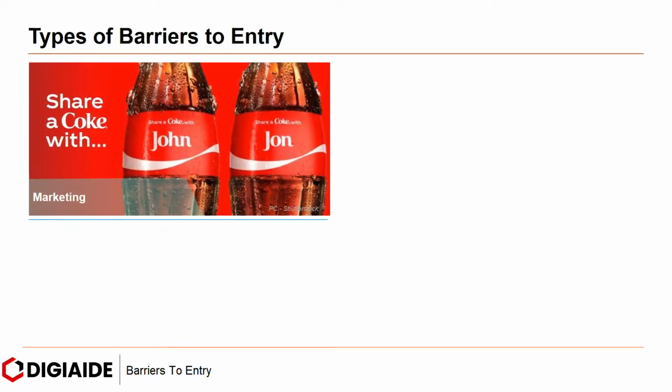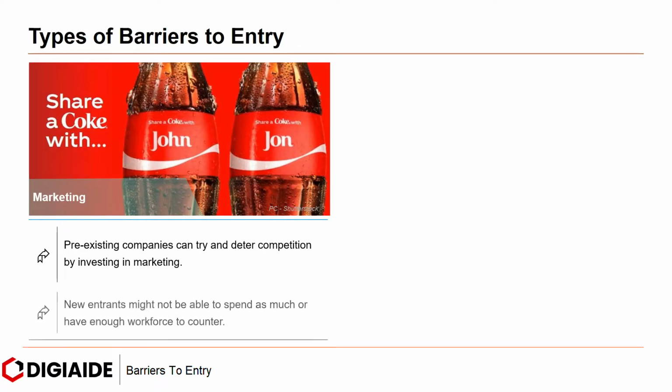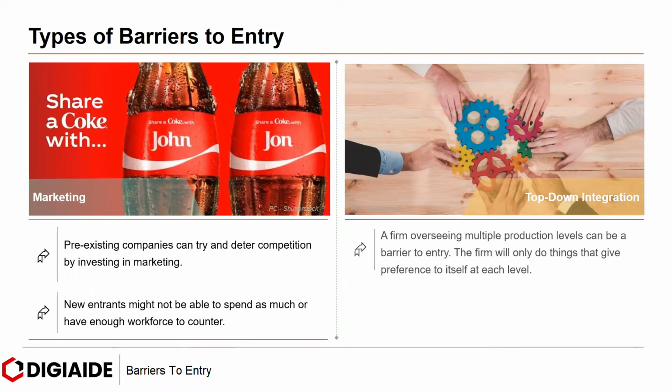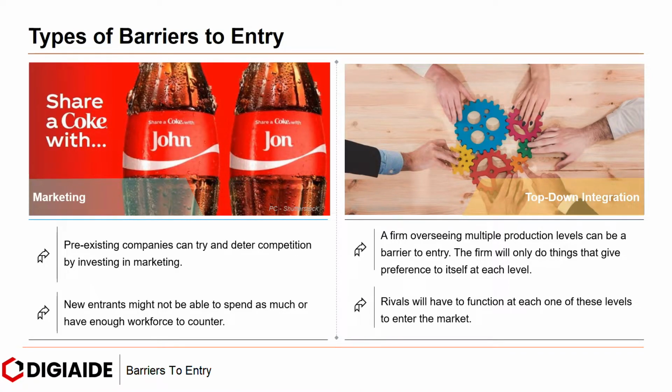Next, marketing. Pre-existing companies can try and deter competition by investing in marketing. New entrants might not be able to spend as much or have enough workforce to counter. Next, top-down integration. A firm overseeing multiple production levels can be a barrier to entry. The firms will only do things that give preference to itself at each level. Rivals will have to function at each one of those levels to enter the market.